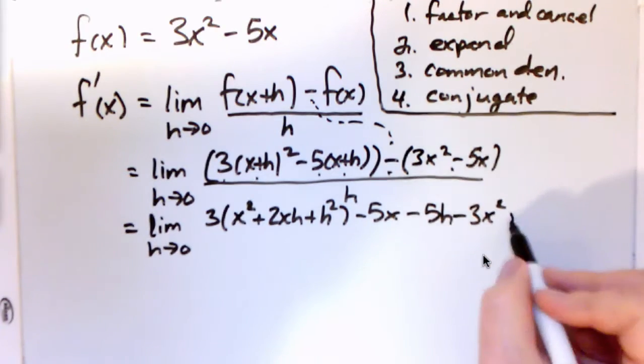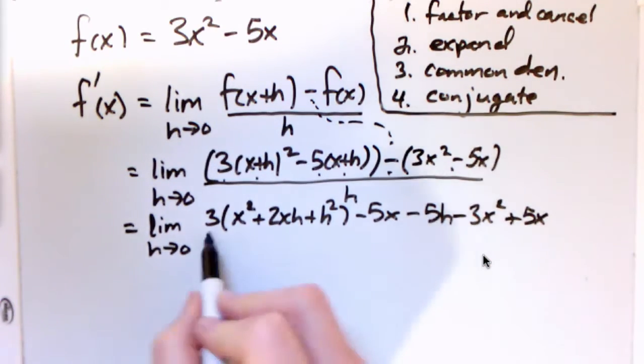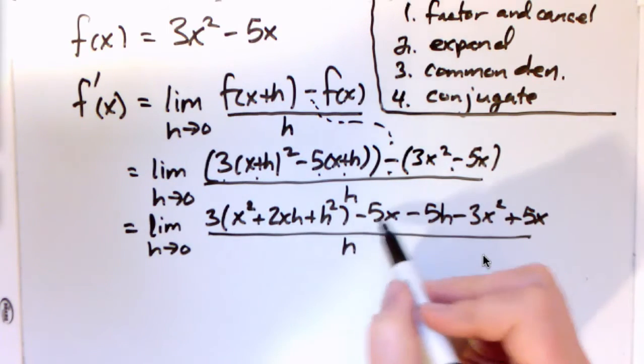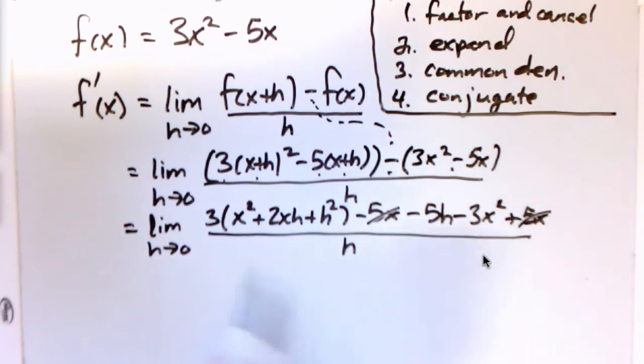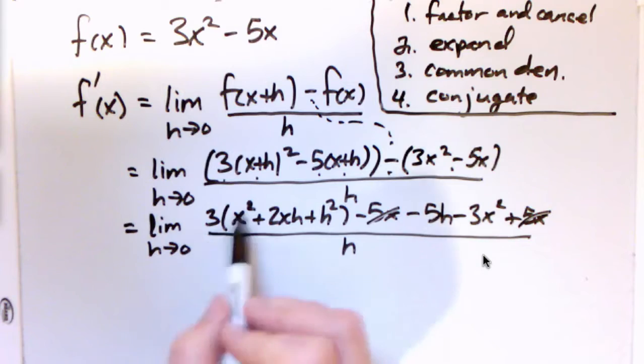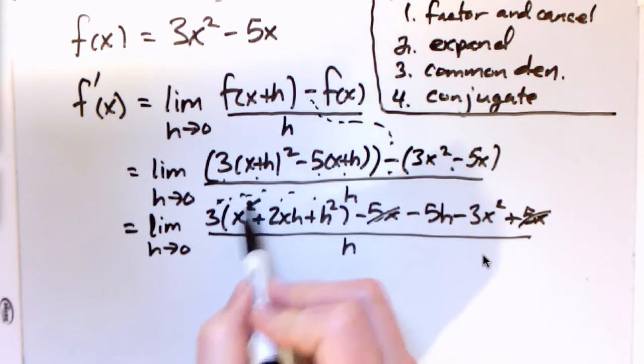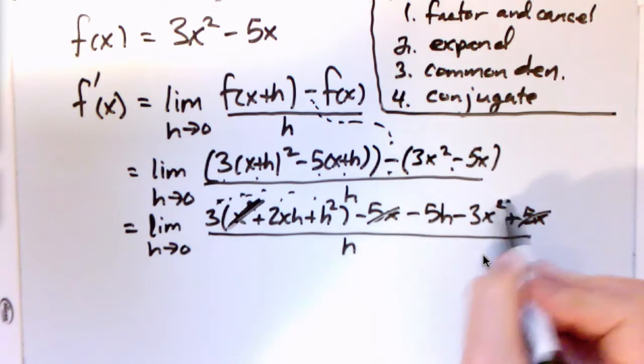Minus minus is plus 5x. Now if I've been very careful, I'll get a lot of cancellation at this point. Now here I have 3x squared and minus 3x squared. When I cross out the 3x squared here, I don't want to cross out the 3. That still needs to be distributed onto these other terms. But I am going to cross off this x squared because that represents 3x squared.